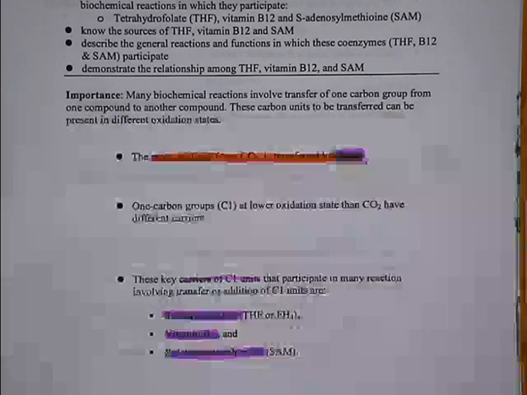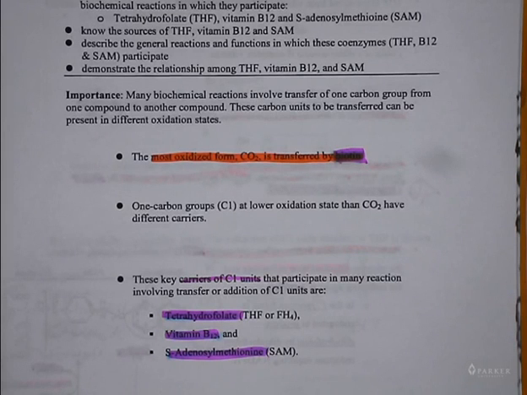But this is a very important test question. The most oxidized version of one carbon unit is transferred by biotin. The most oxidized version is carbon dioxide. It's a carbon and two oxygens. It's the most oxidized because it has the most oxygens, right? It is transferred by biotin. So when he asks you what the most oxidized version of one carbon unit is transferred by, it's biotin.